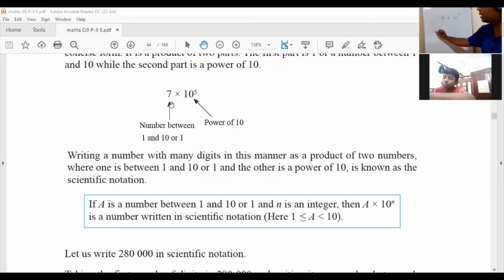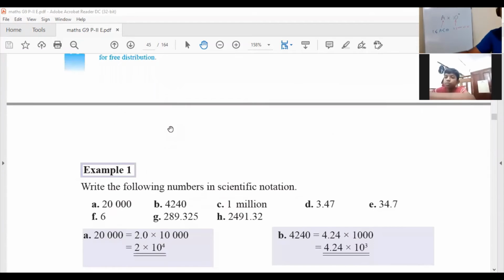1 is less than or equal to A, A is greater than or equal to 1 and less than 10. This is a power of 10, a power of 10. This is the scientific notation. Okay, sir. Wrote. Right. Let's discuss some examples given on this.